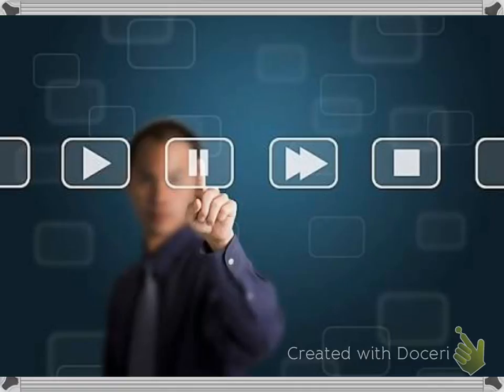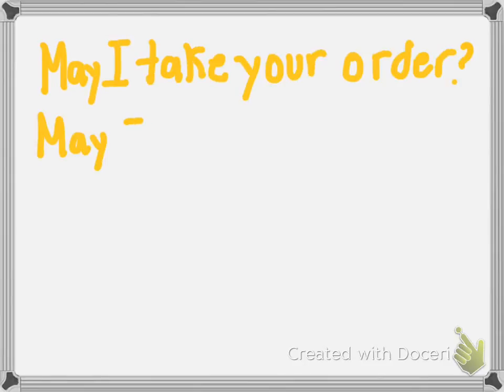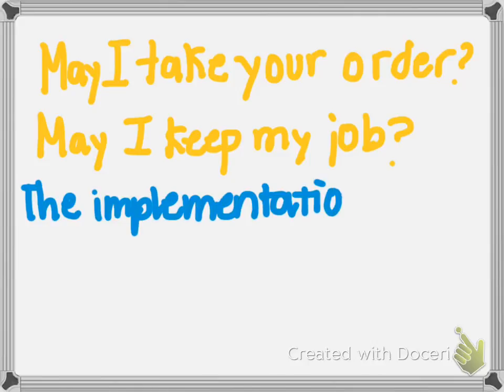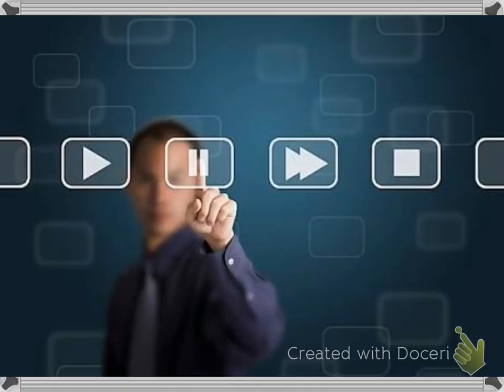The final step is to choose your title. Think about something catchy and original. For example, may I take your order? May I keep my job? If you think it is very general or it doesn't address properly your paper, you may add a subtitle. Let's say, the implementation of robot waiters. Pause this video and think about your title. When you have finished, continue watching this video.